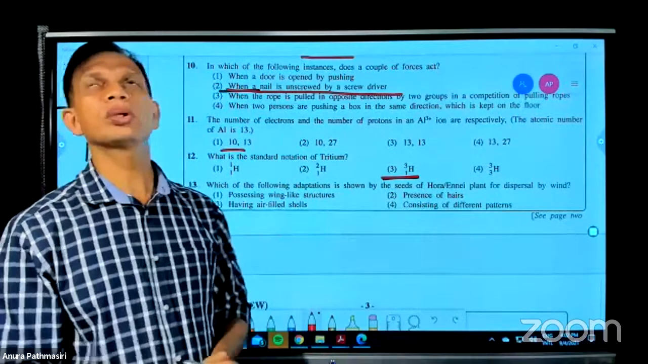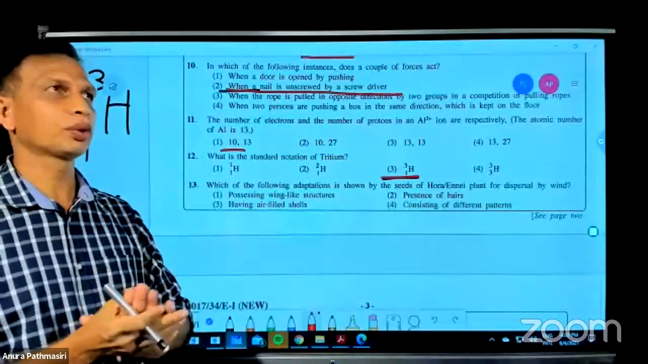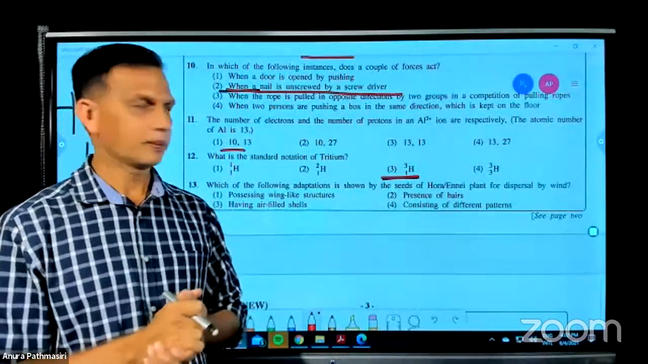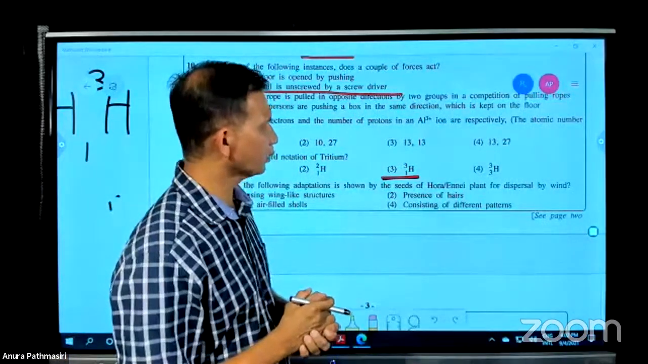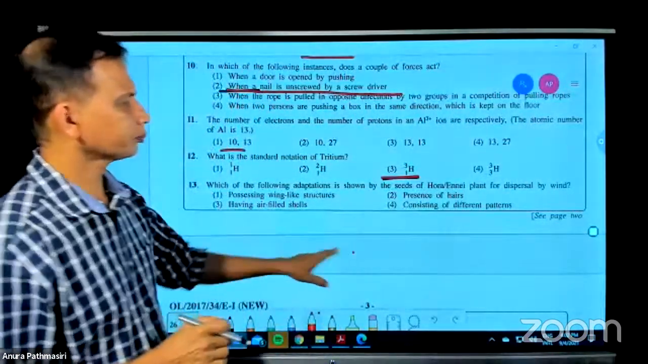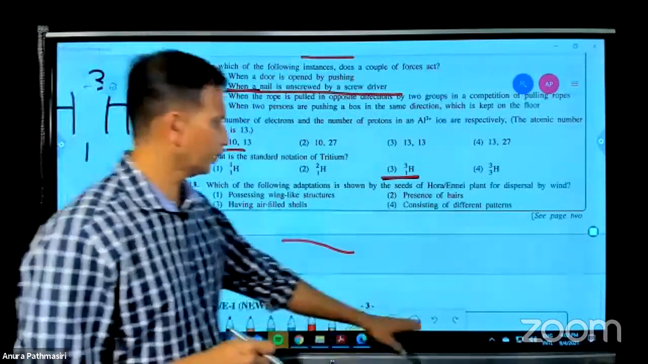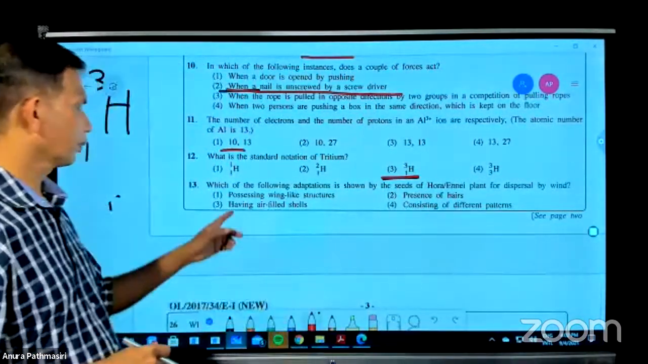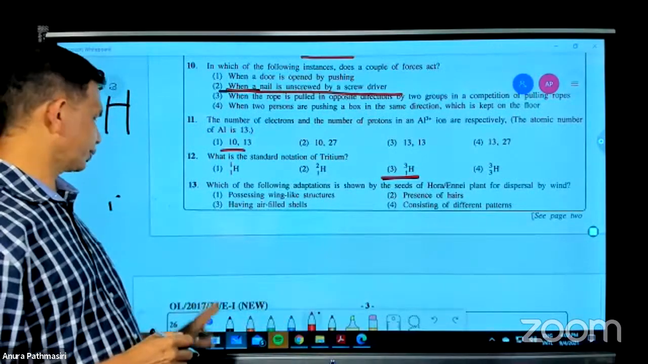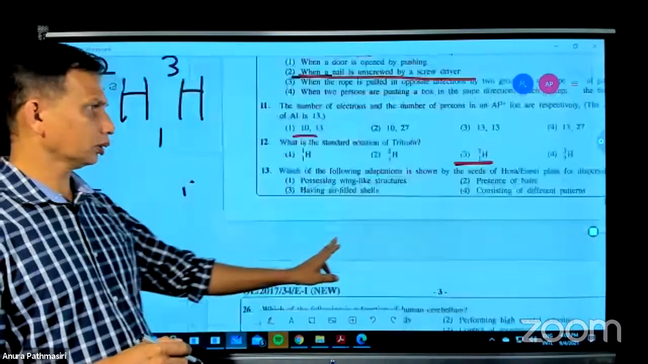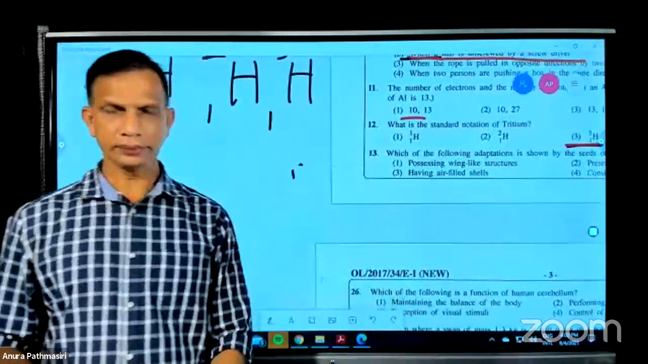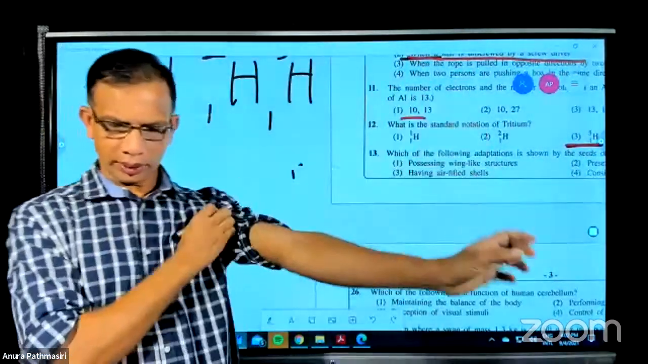Okay, horror. What is the scientific term of horror? Plants dispersed by wind. What is that? Possessing wind-like structures. Have you seen the horrorgedia?